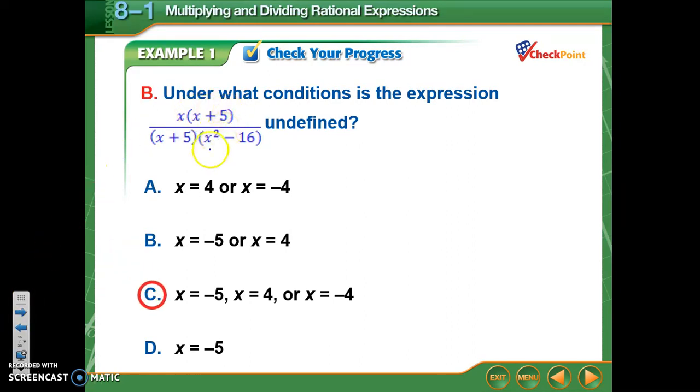In this case, the answer is C. Remember that x squared minus 16 factors into x minus 4 times x plus 4, and I have to take all of those things into account. Even though the x plus 5 cancels, divides out to 1, negative 5 is still undefined for this expression.